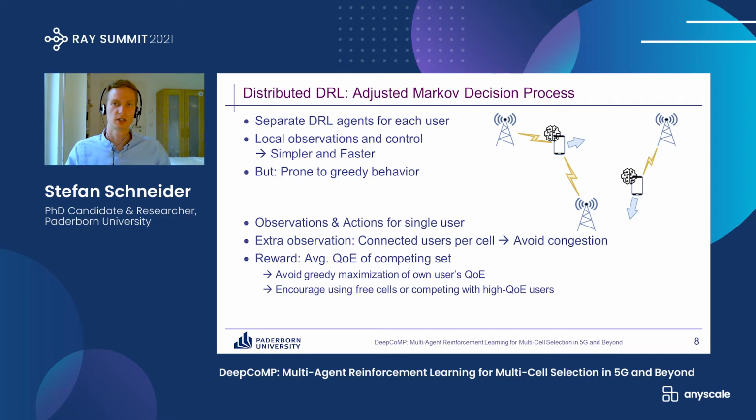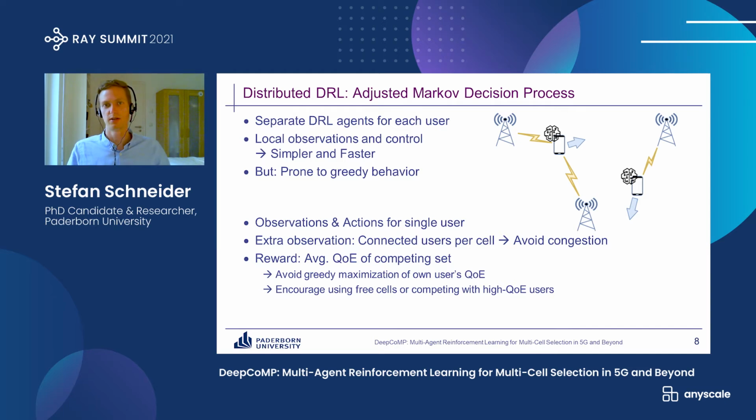We also need to adjust our reward to not just consider the quality of experience of our own user or of each agent's own user. And here in this distributed setting, we can't simply sum up over all users' quality of experience because we don't know them. But what we can do is we can average, or sum up, in this case average, over the competing set. And we define this competing set as all users that are connected to some of the same base stations or to some of the same cells as our own user.